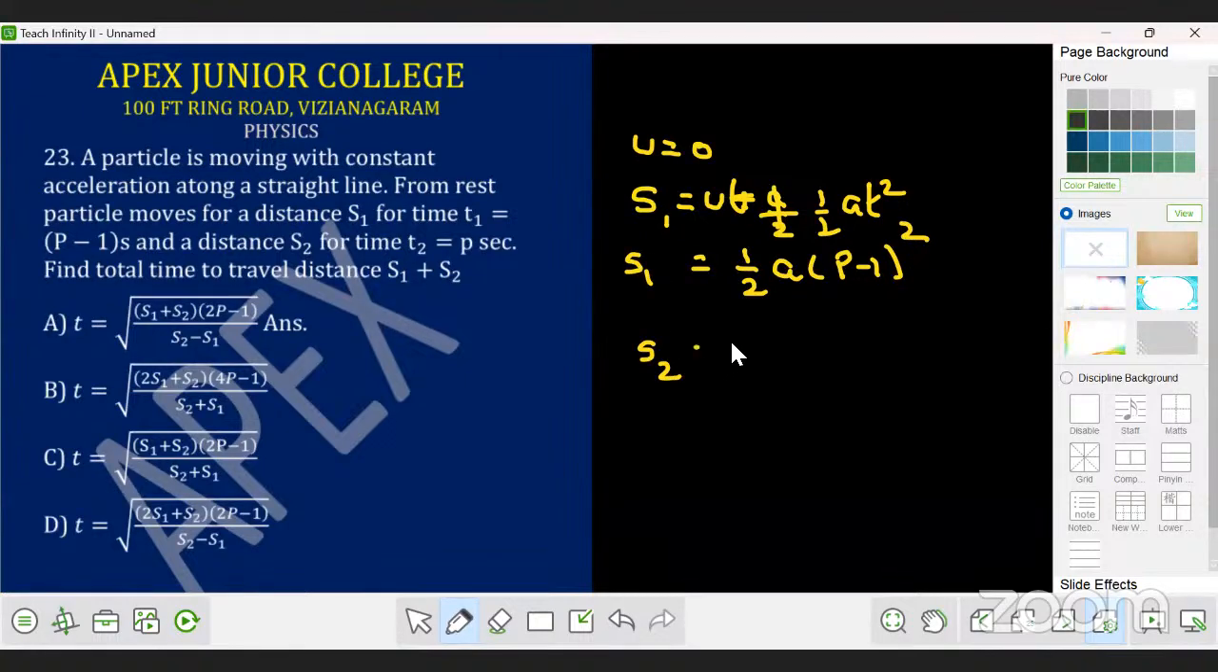And what about s2? Half into a into p square. Okay, that is s2. Now finally you have to calculate the total time it takes to travel a distance of s1 plus s2, they are asking.